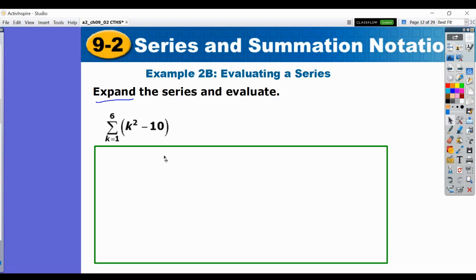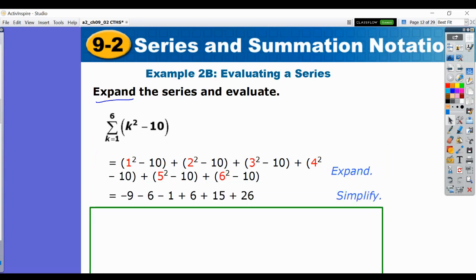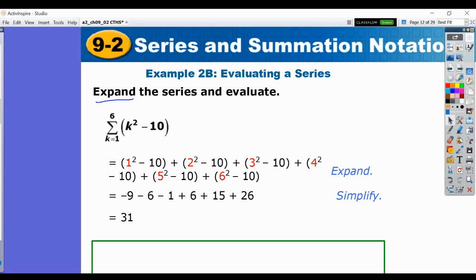All right, so the answer, when we expand it, we're plugging in a 1 and then a 2 and then a 3 and a 4. So we get these terms. So this is what you should have for your expand section. And then when you add those up, you get 31. Answer's 31. So technically, you could just say 31, but the directions say expand and evaluate. So make sure you give me both of these lines here.